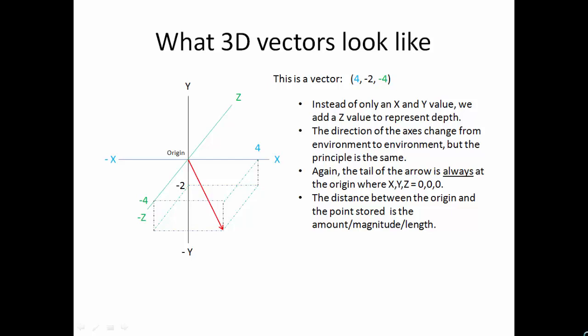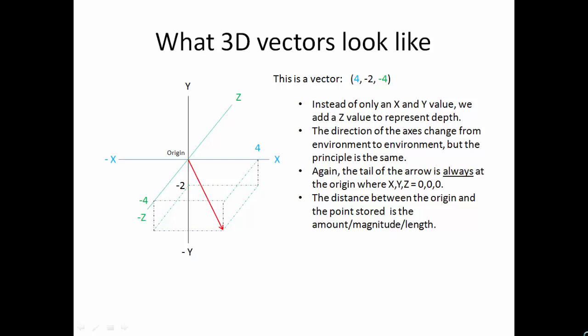Instead of only an x and y value, we add a z value to represent depth. The direction of the axes changes from environment to environment, but the principle is the same. Again, the tail of the arrow is always at the origin where x, y, and z are all zeroed out. The distance between the origin and the point stored is the amount or magnitude or length of the vector. That all has the same meaning. Whether you say the amount of the vector, the magnitude of the vector, or the length of the vector, it's the same. It's the length of the arrow.